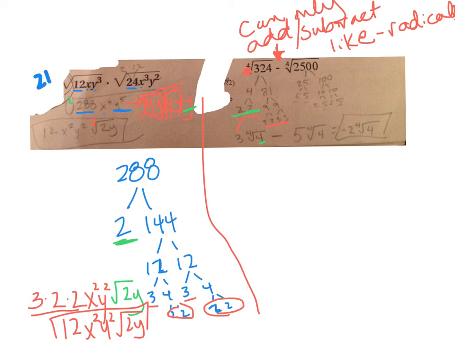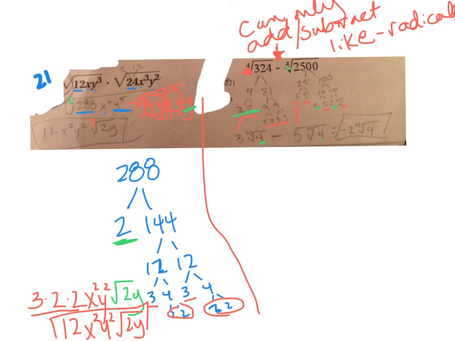Then doing the same over here, we do a factor tree on 2500. We get 5, 5, 5, 5. We have 4 5s, so the fourth root of 5 to the fourth is just a 5. And then we have 2 times 2 again. Again, not enough 2s to get out of a fourth root, so that's why they're underneath as a 4.